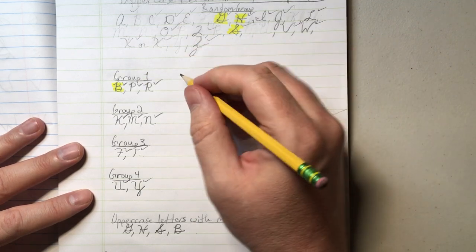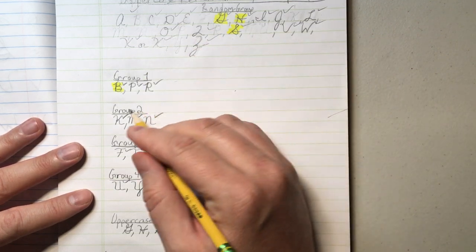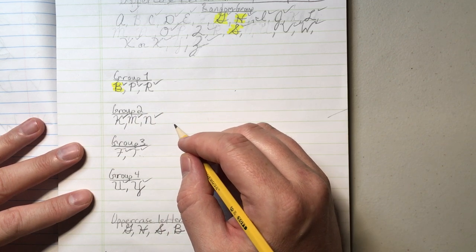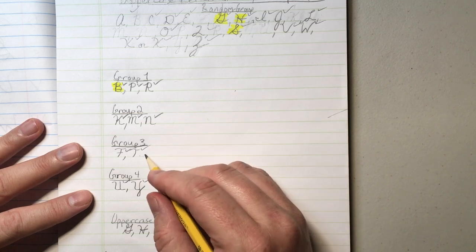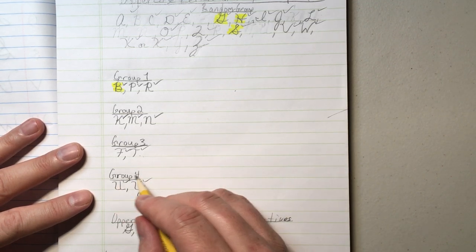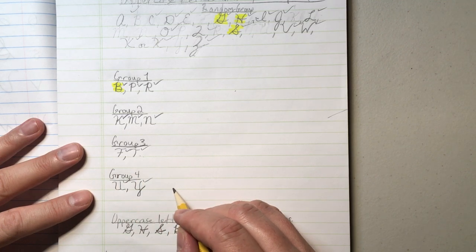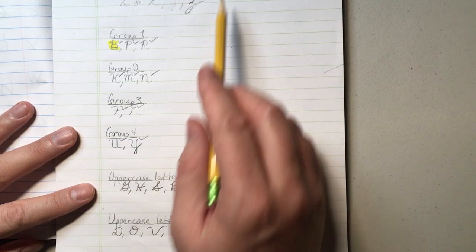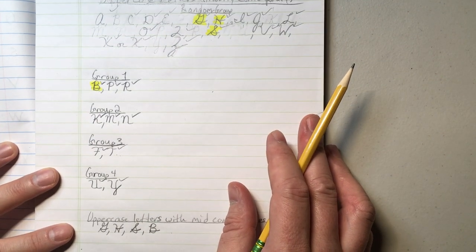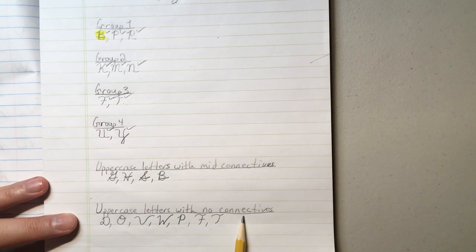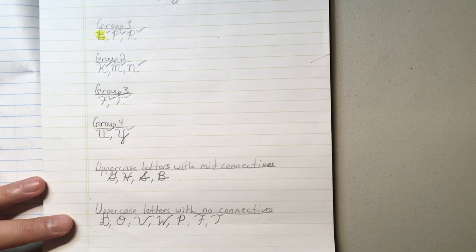Group one starts like this and goes down. Group two kind of has that candy cane initial stroke. Okay, group three, you're gonna put a little hat on it. Group four, you're gonna go like this, okay? Now, we do have uppercase letters with mid-connectives. Those are the ones that are highlighted there. Some uppercase letters do not have any connectives, and I'll show you some examples of how to do that in the next video.